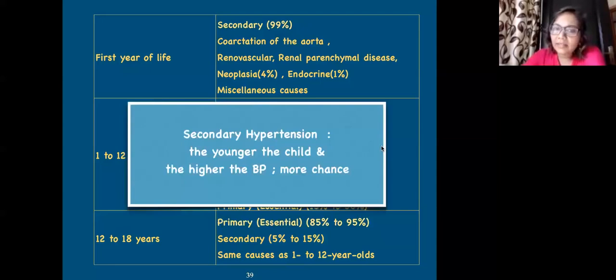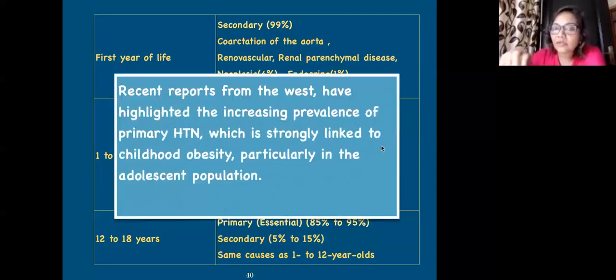So the younger the child and the higher the BP, the more chance that you would be dealing with secondary hypertension. Also, I would mention that studies from the West have highlighted the increasing prevalence of primary hypertension, which is strongly linked to childhood obesity, particularly in the adolescent population. So you have to keep that also in mind.